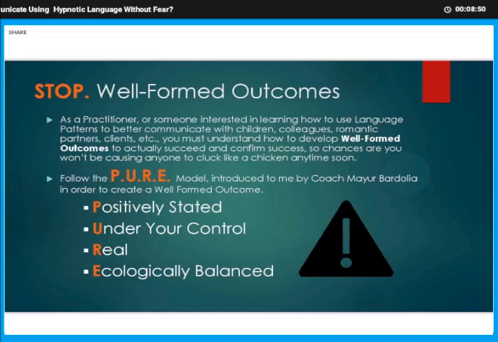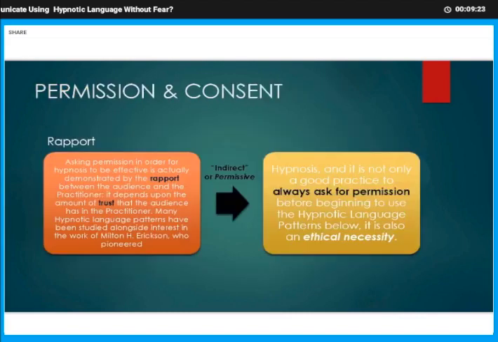And then finally, ecologically balanced, like you said, we want to make sure that we've given ourselves permission to get that outcome. We want to make sure that it doesn't affect negatively anyone's life around us, and it won't affect our lives personally negatively. That way we're not self-sabotaging and keeping ourselves from actually achieving and obtaining that goal. Profound. Profound. So, all right, let's go on to the next slide.